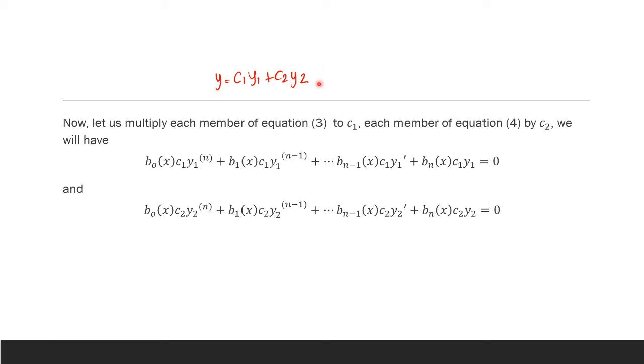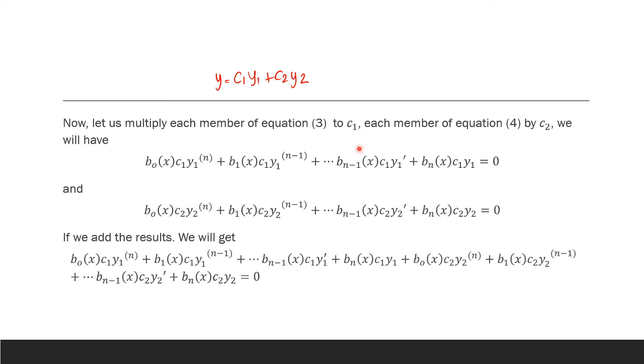Because itong gusto nating marating na equation, itong dalawang equation na to. If we add the results, we will get this equation. Hindi ko na rin babasahin yung mismong equation since this is this equation plus this equation. Then, equal sila sa 0. Now, ang gagawin natin ngayon is to factor out the coefficients. To be specific, ang tawag natin dito sa b sub 0 of x na yan ay coefficient functions because they are coefficients tapos function sila.